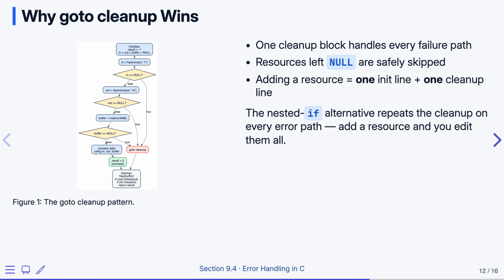The big advantage is maintenance. Adding a 4th resource means one new initialization line at the top and one new release line in cleanup. Compare that to the nested if approach, where every error path repeats the whole cleanup.